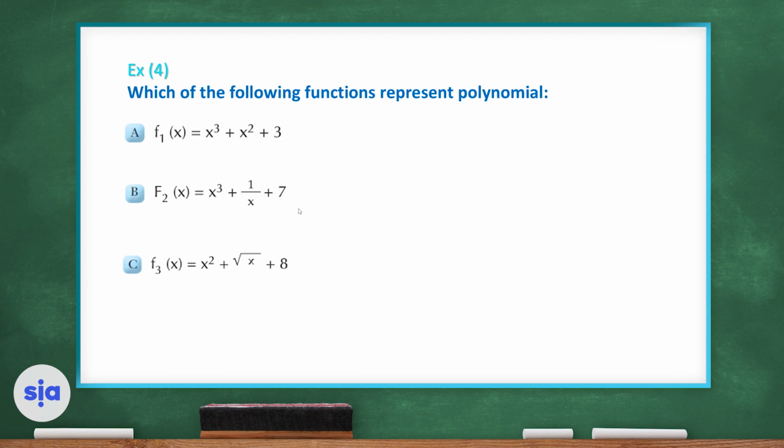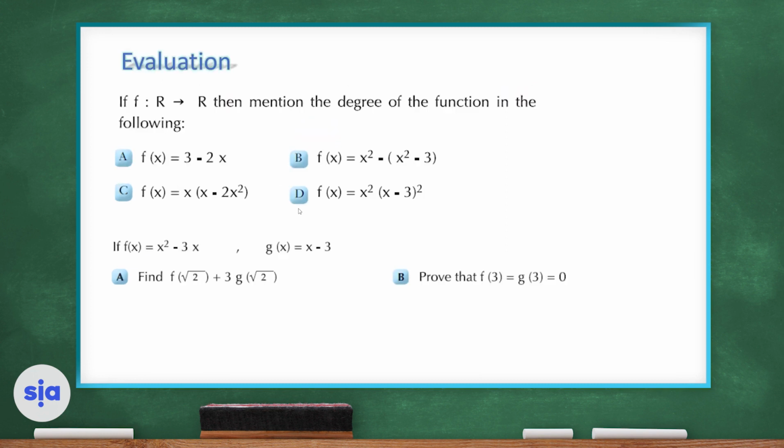In example 4, which of the following functions represent a polynomial? Which of these is representing a polynomial? For sure, it is choice... Yes, excellent. It's choice A. Let's move on to the evaluation part.